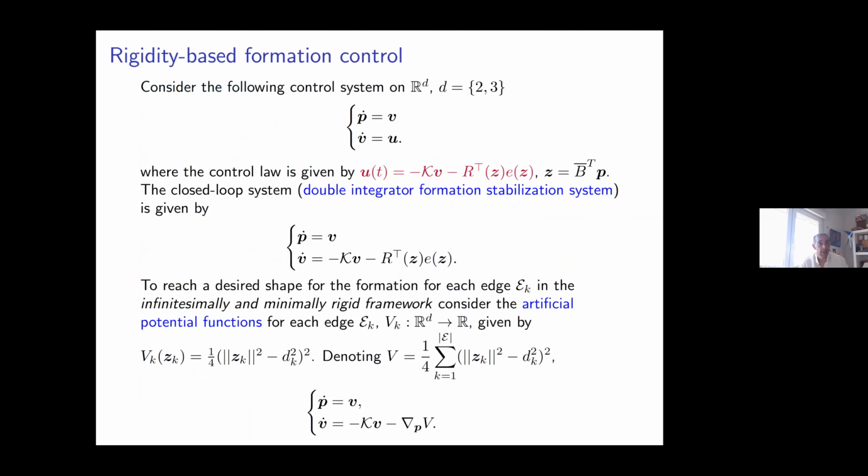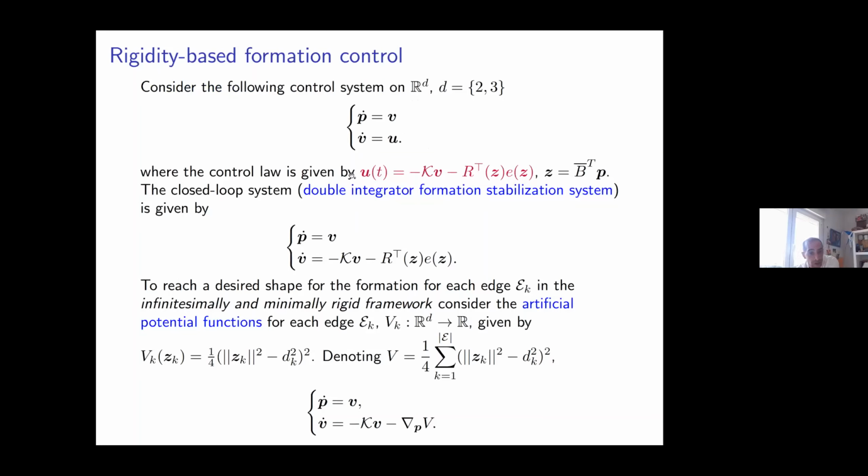So what is rigidity-based formation control? We will consider double integrator systems. That is, we want to control the acceleration of the system. p dot is the velocity, p dot equals v. v dot, the acceleration, is equal to a control law, so we want to control accelerations.